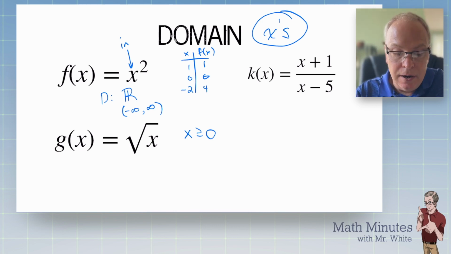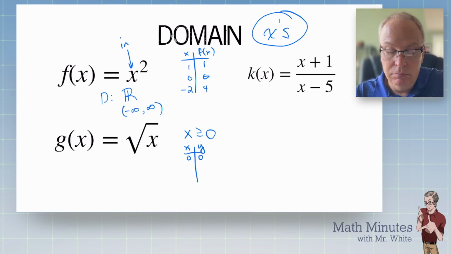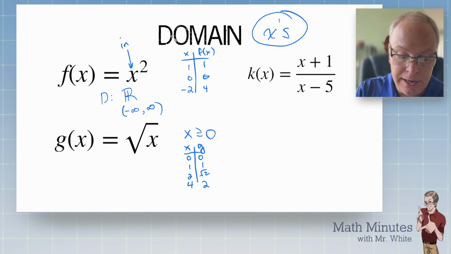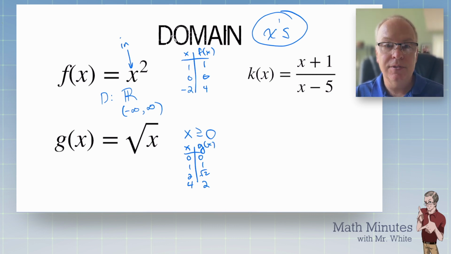So the domain here, if you were doing a t-chart, the lowest number you would ever see would be 0. We would get the square root of 2 out, which is a decimal. I'll skip to 4. Square root of 4 is 2. I guess I should be writing g of x. There we go. I saved it, right? So you can see a 0 turned into a 0 and such.